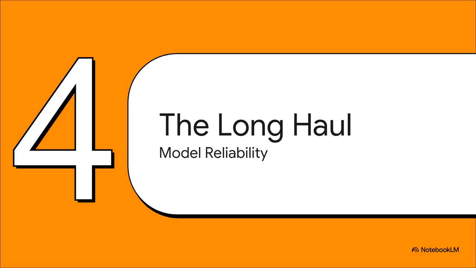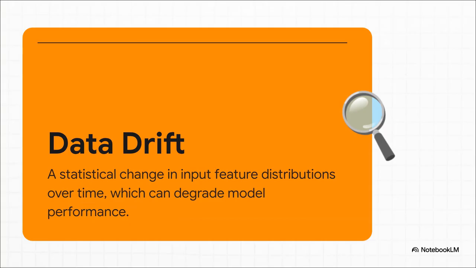But wait, the job is absolutely not done, not even close. Welcome to the final and maybe most important part of our factory tour, long-term reliability and support. Just because the model is out there doesn't mean we can forget about it. The world changes, and we have to make sure our model changes with it. And what's the number one enemy of a model in production? It's something called data drift. This is when the real-world data being fed to your model starts to look different from the data it was trained on. Maybe customer behavior shifts, or a new competitor enters the market. The world doesn't stand still, and the model's understanding of it can silently become obsolete.